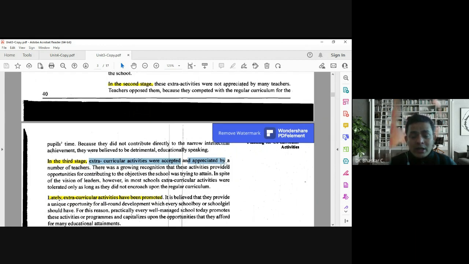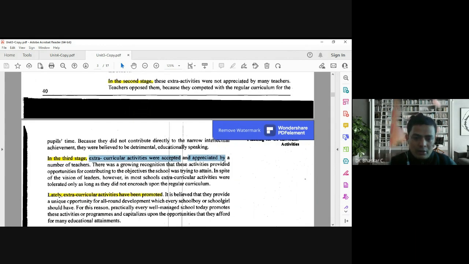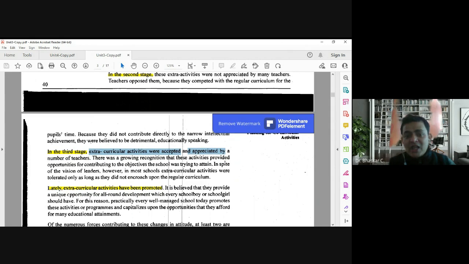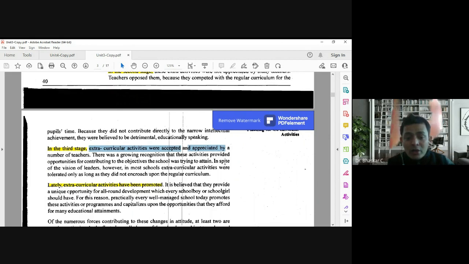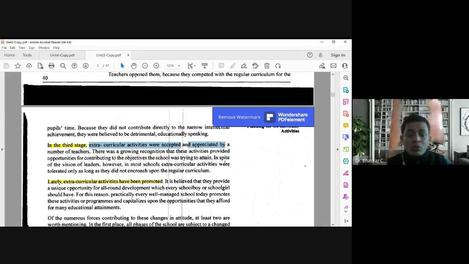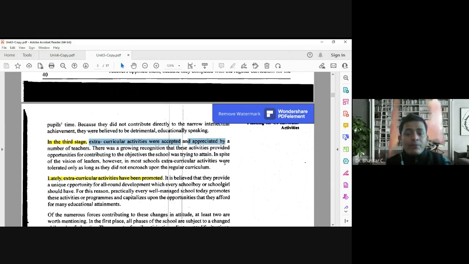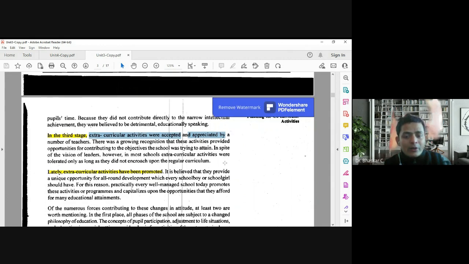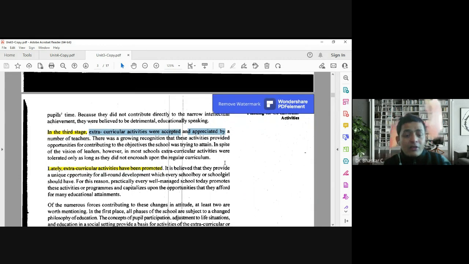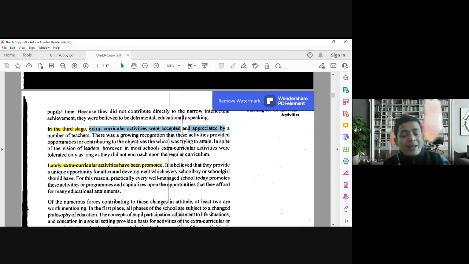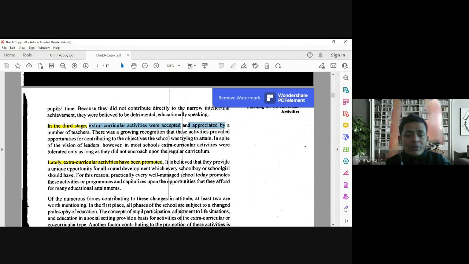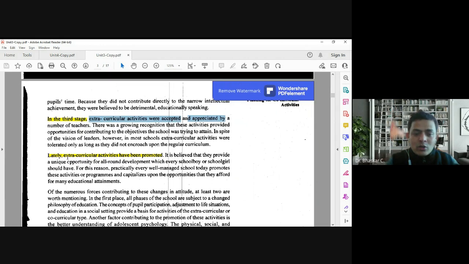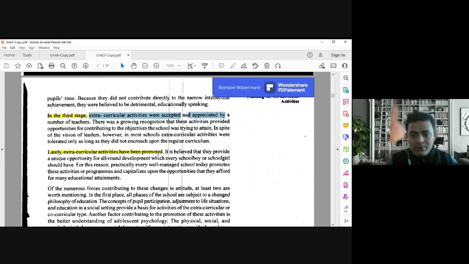the extracurricular activities. Now, there is an important thing which we need to discuss here. What brings out this change in the thinking of the teachers? What led them towards the changed viewpoint, that the teachers who earlier did not accept the importance of co-curricular activities, in the third stage and in the fourth stage, they accept and appreciate the co-curricular activities, and in the fourth stage, that is the last stage, the extracurricular activities are being promoted.